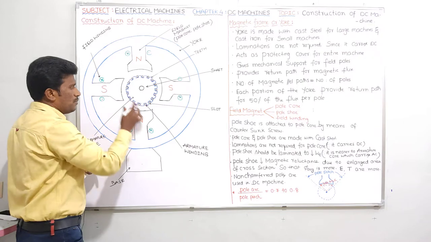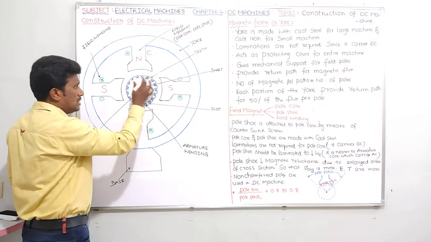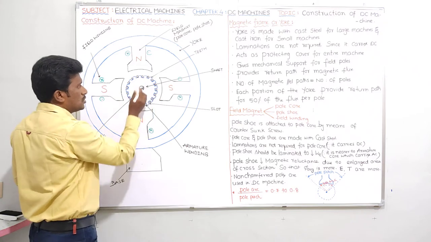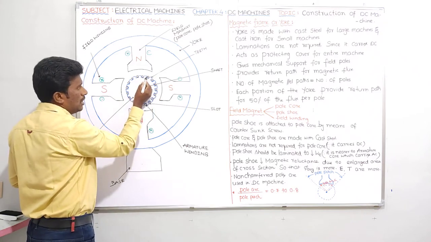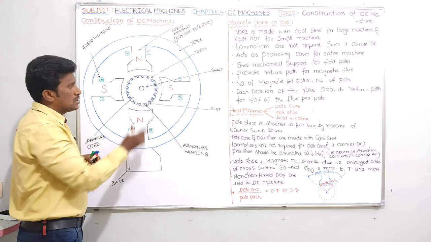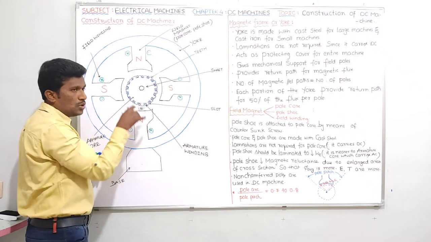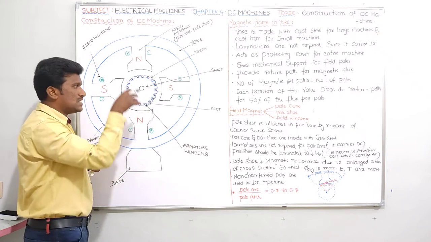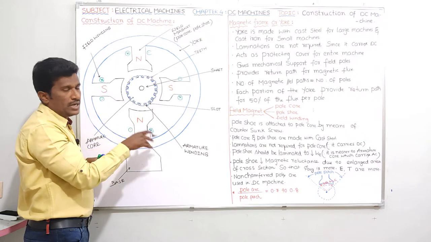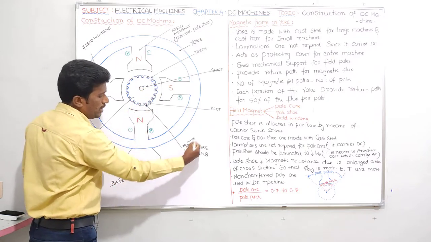And this is the rotor portion. On this rotor, as I told you, we have to place armature winding. So in this rotor, first of all, the armature core is there. In that armature core, you have to provide some slots. So these are slots. On this armature core, you have to provide some slots, and in those slots, you have to place armature winding. This circle, which I just drew, indicates armature winding.